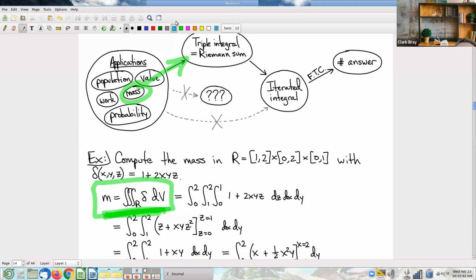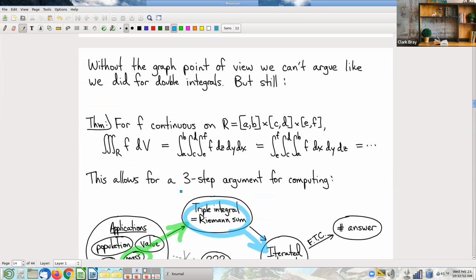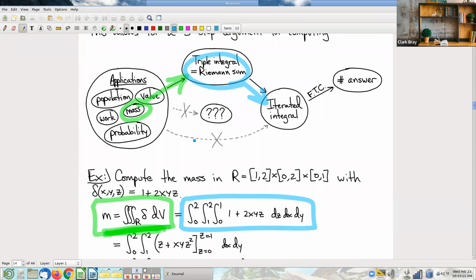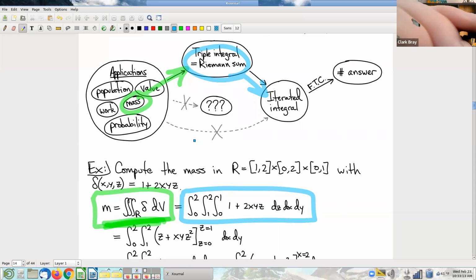Second part of the problem, turn your Riemann sum triple integral into an iterated integral. Well, that's easy. From the theorem above, triple integrals are iterated integrals. And luckily, this being a rectangular box, even the bounds are easy. We'll talk about how to deal with non-rectangular domains in a couple minutes. Okay, so phase 1, phase 2. And what remains is, just as with double integrals, plug and chug.